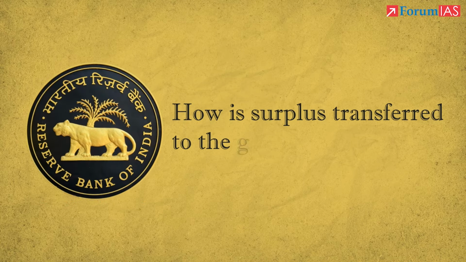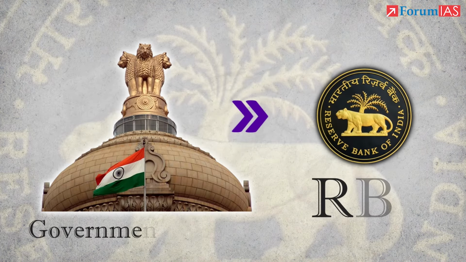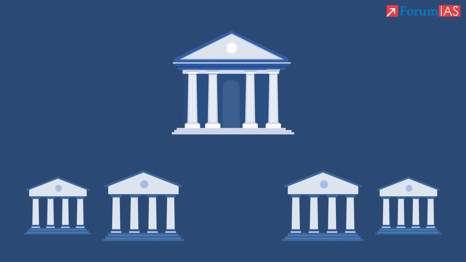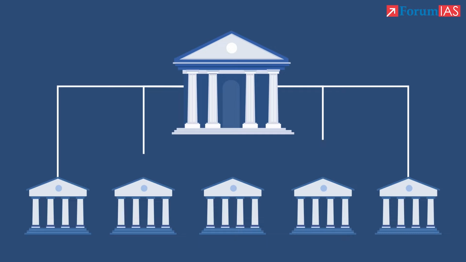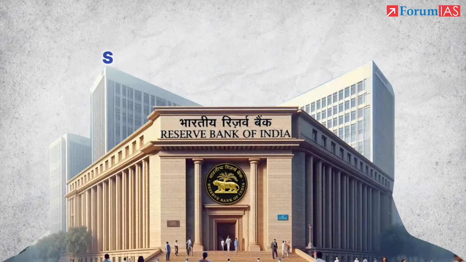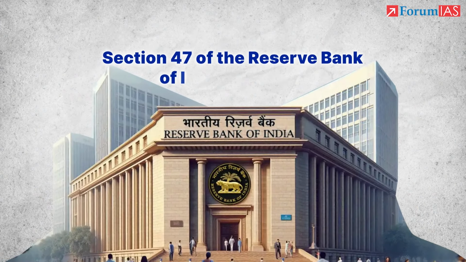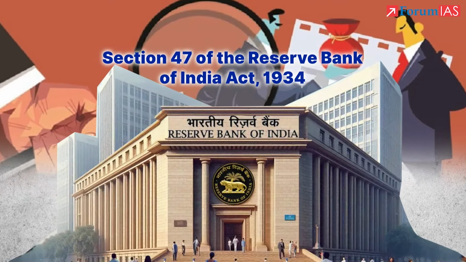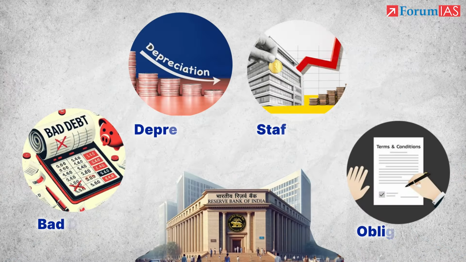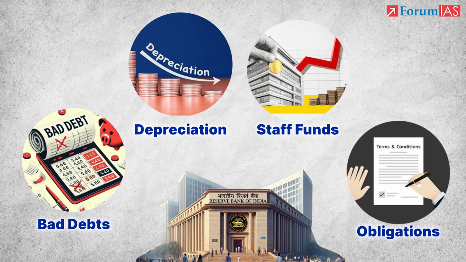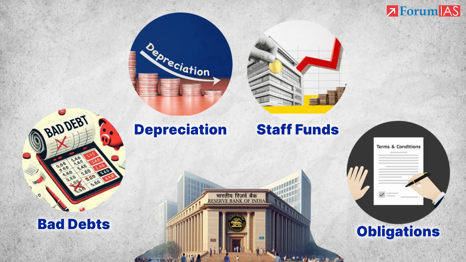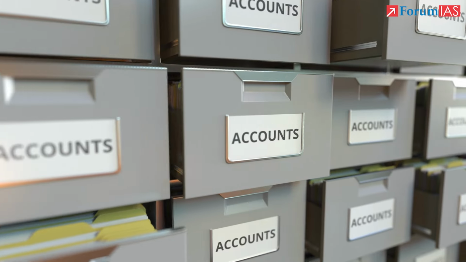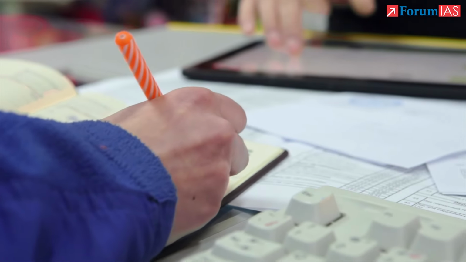How is surplus transferred to the government? The RBI is fully owned by the Government of India, but it doesn't function like a commercial company that pays a dividend to its shareholders. Instead, under Section 47 of the Reserve Bank of India Act 1934, the RBI is required to transfer its surplus, after making provision for bad debts, depreciation, staff funds, and other obligations, to the central government. This is usually done in early August after the RBI closes its July to June accounting year.